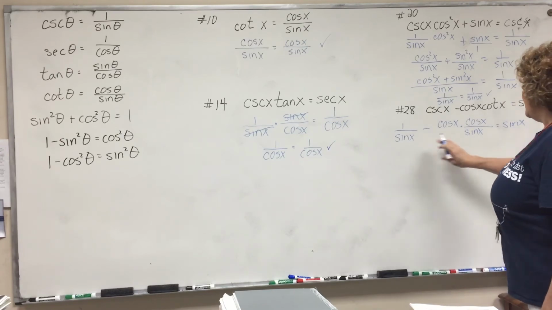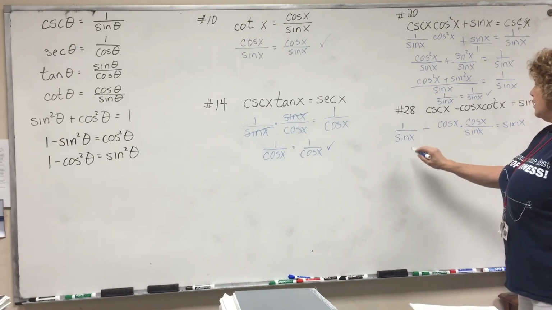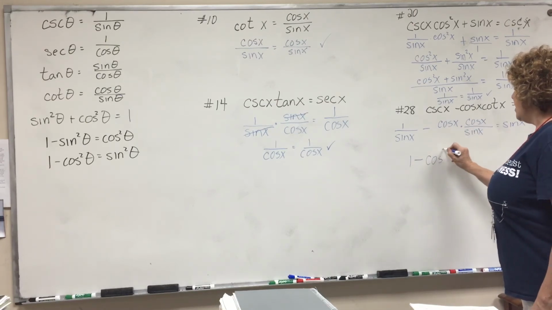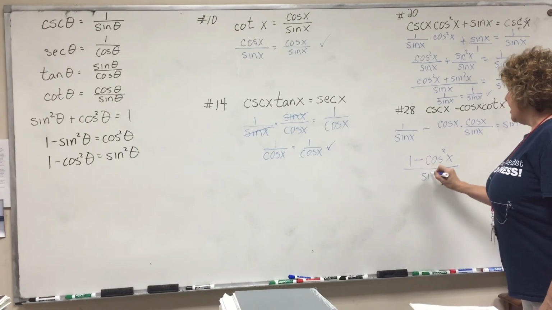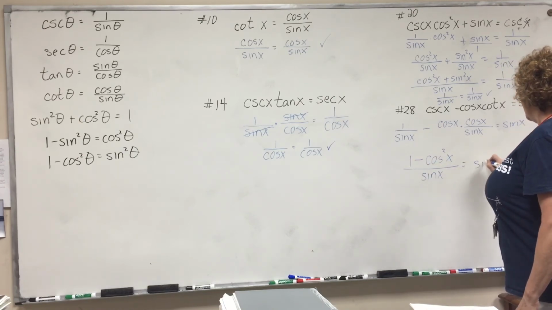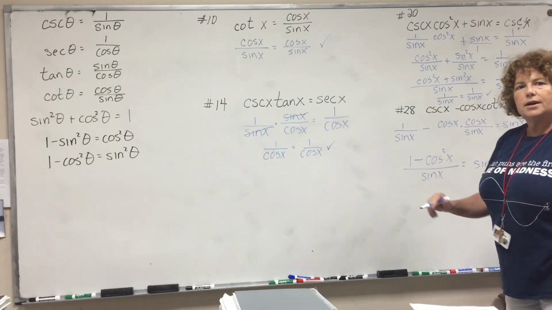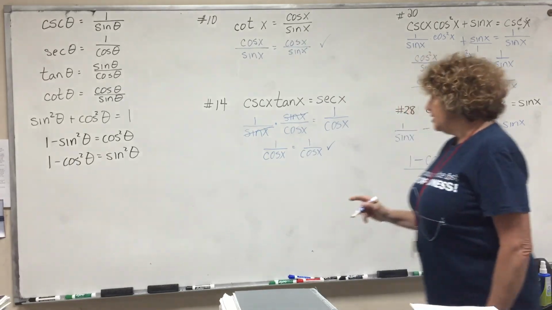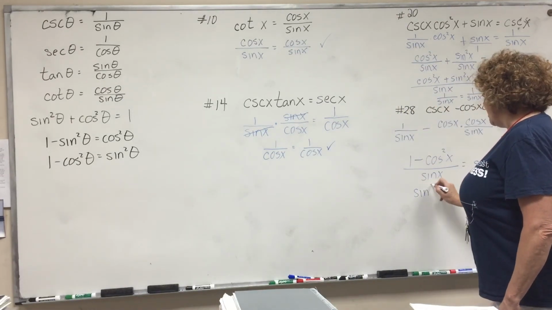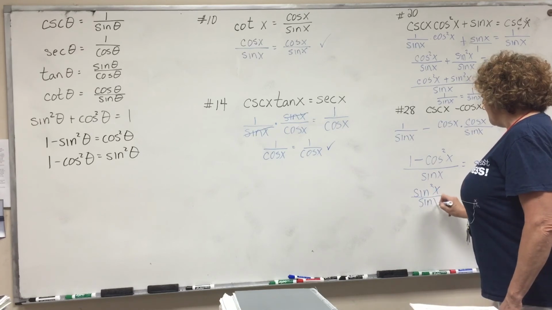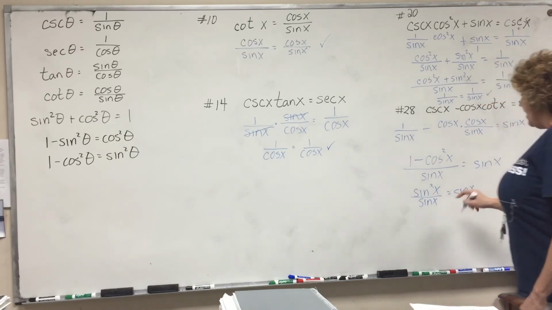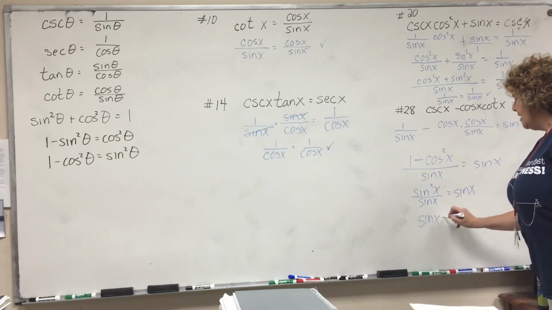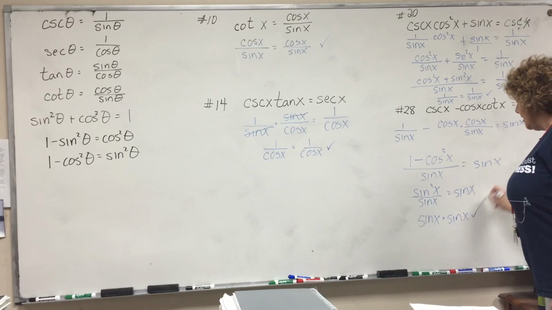Well, this already has a common denominator, so we can rewrite this as 1 minus cosine times cosine, which is cosine squared of x, over sine of x. Well, what's 1 minus cosine squared? Well, if we look over there at our Pythagorean identity, 1 minus cosine squared is the sine squared. So we can change this into the sine squared, and now we can just cancel. A sine on the top, a sine on the bottom will leave us with sine of x equals sine of x. And we are done.